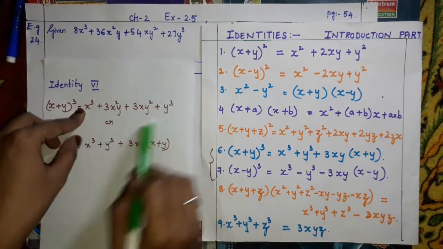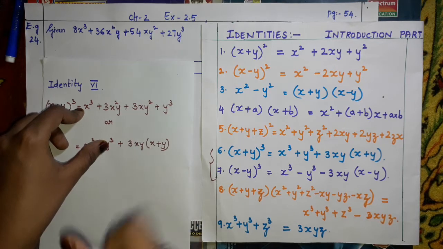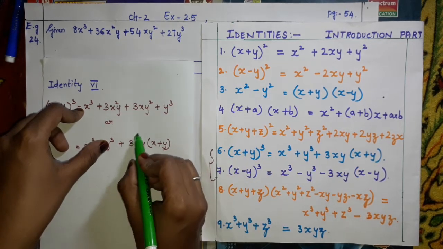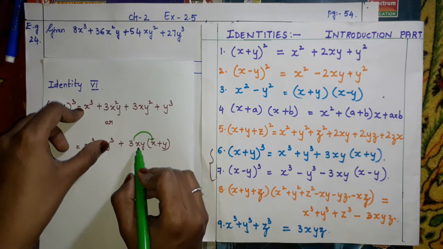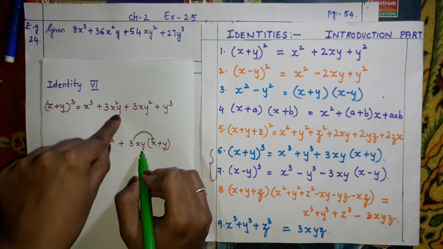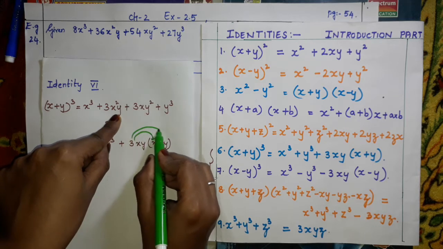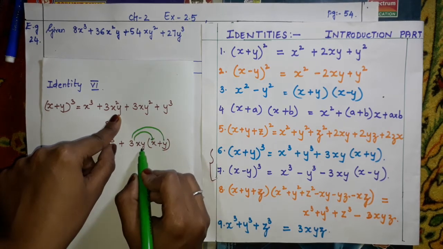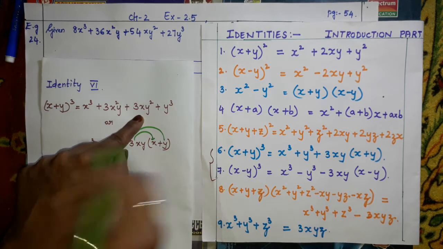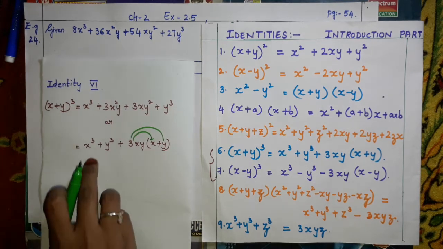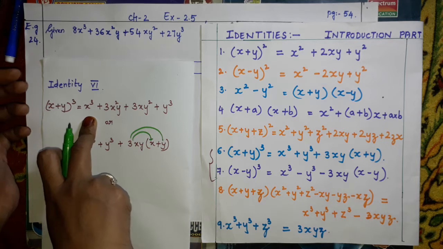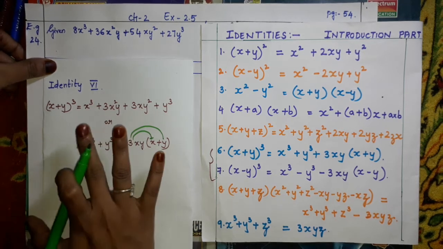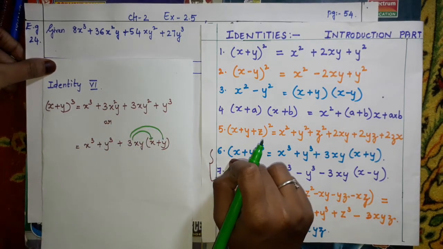How did we get this one, children? X cube, y cube we have already written. Here we must multiply 3xy into x, it will be 3x square y. 3xy into y will be 3xy square. That is this one. If you remember this formula, you can convert it into this one. So it is identity 6, we already know.